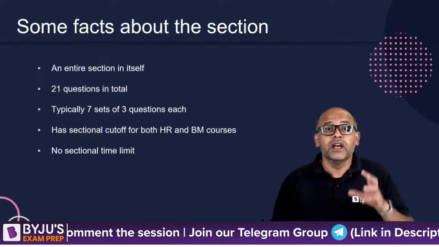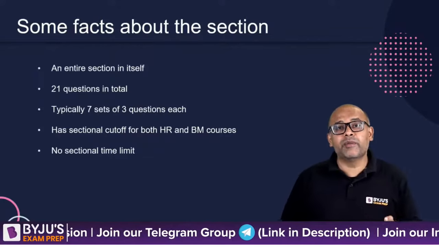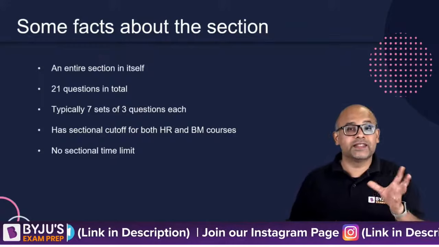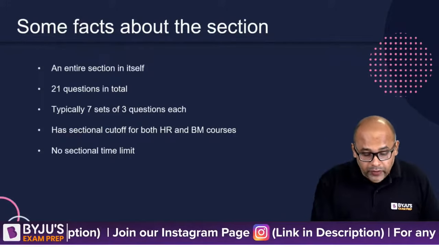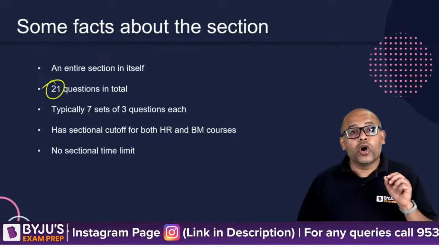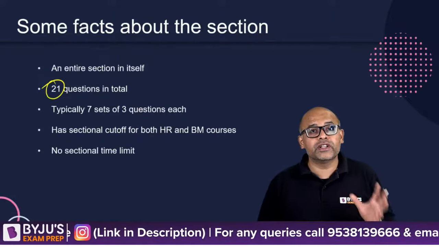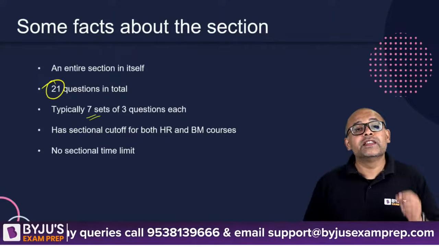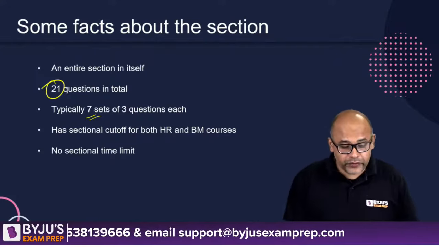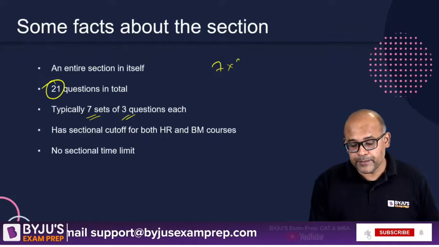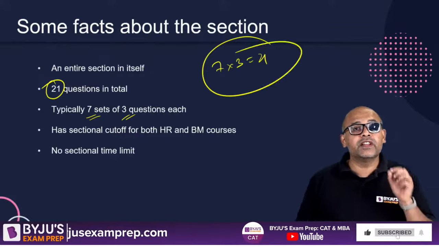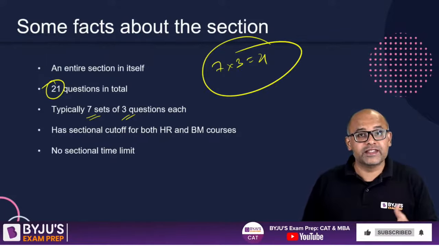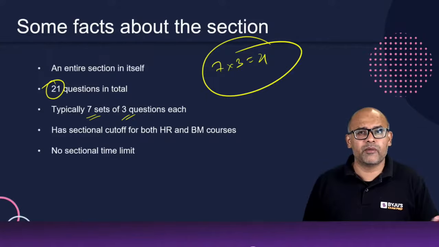As I said, there is no particular time limit per se. It's not that you have to finish it in 20 minutes or 30 minutes. You can decide. But there will be a total of 21 questions. Normally for the last 2-3 years, we have noticed that they have standardized this section and they have been giving 7 sets of 3 questions each. So 7 3s are 21. This is how decision making has come to students in XAT over the last 2 or 3 years, if I remember correctly.